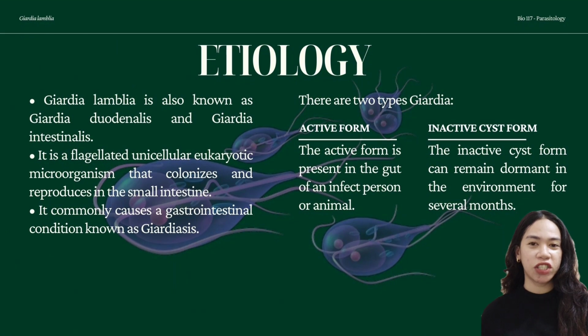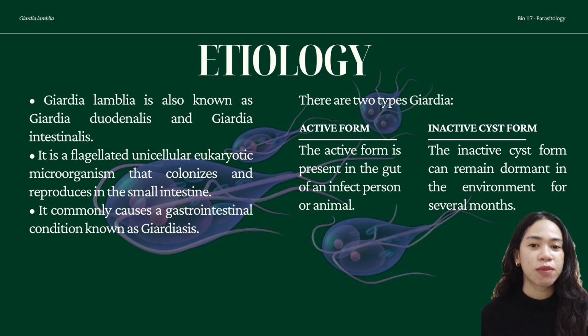The etiology of Giardia lamblia. Giardia lamblia is also known as Giardia duodenalis and Giardia intestinalis. It is a flagellated unicellular eukaryotic microorganism that colonizes and reproduces in the small intestine. It commonly causes a gastrointestinal condition known as giardiasis.